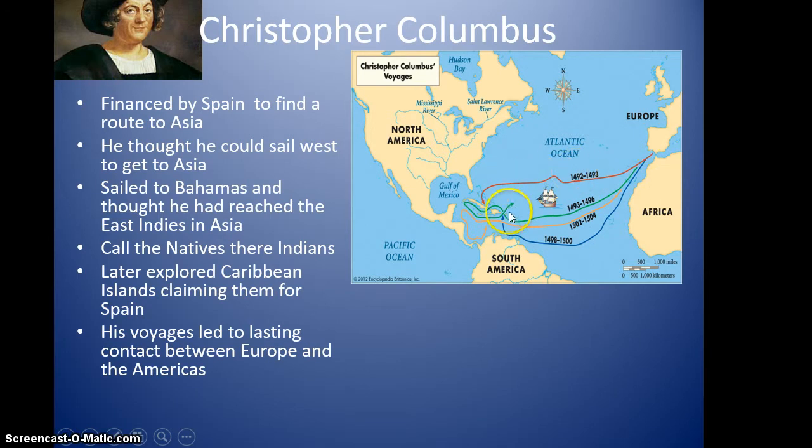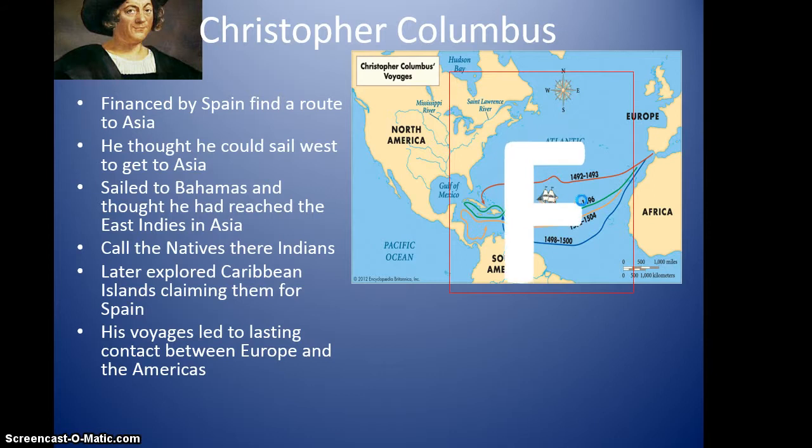He made 4 trips. You can see all 4 trips. He did not end up in Asia. He ended up here in the Caribbean, in the Americas, in this area, not in Asia. So if you had to give Christopher Columbus a grade for geography, what type of grade would you give Christopher Columbus? How about an F?